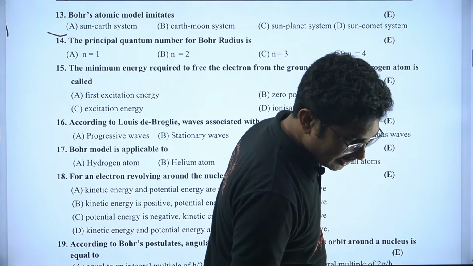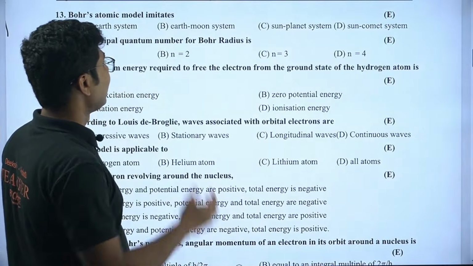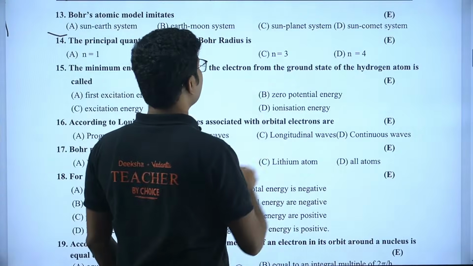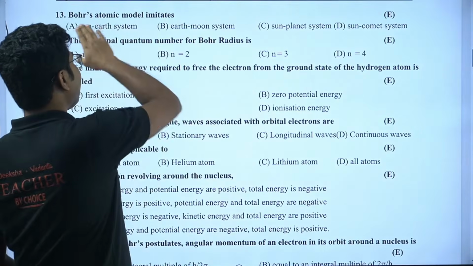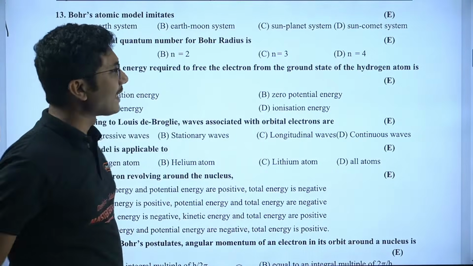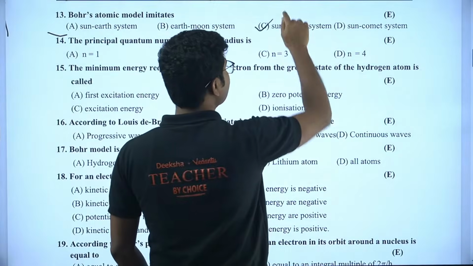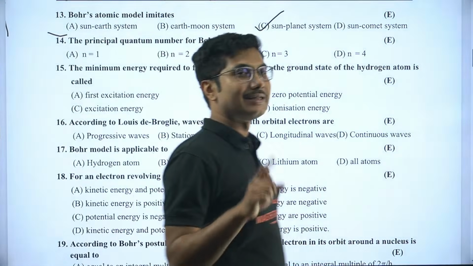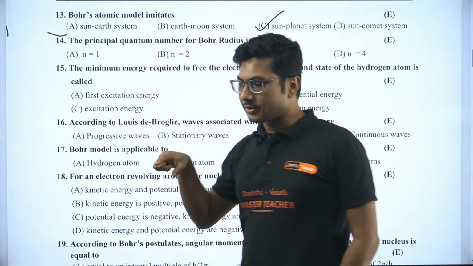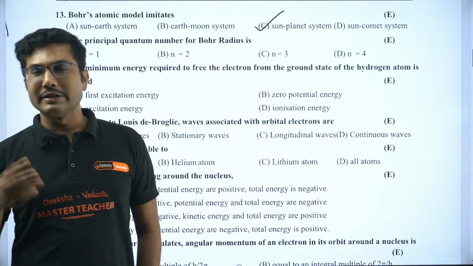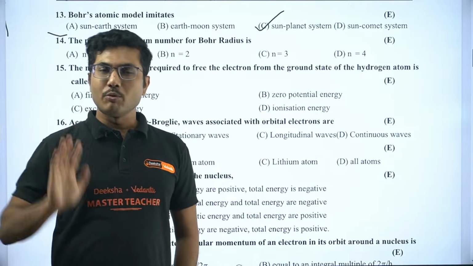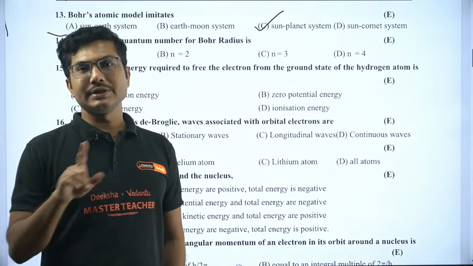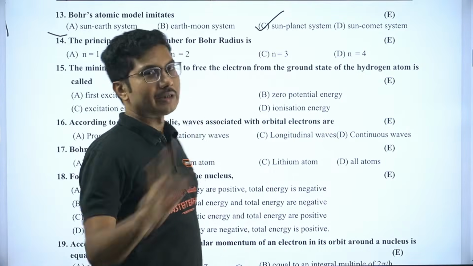So it is neither Sun-Earth system nor Sun-Moon system. You can say Sun-Earth system, you can say Earth-Moon system, but actually what it imitates is the Sun-Planet system. It is mostly the sun-planet system where the sun is at the center, that is, the nucleus is at the center. Even though Bohr's atomic model is not applicable beyond hydrogen, when Bohr gave his atomic theory, he said that all the electrons are orbiting around the nucleus in a circular path. So basically more than one electron is there.